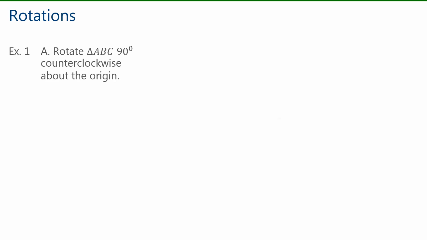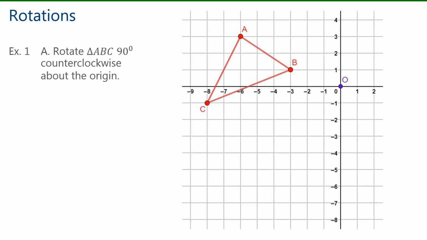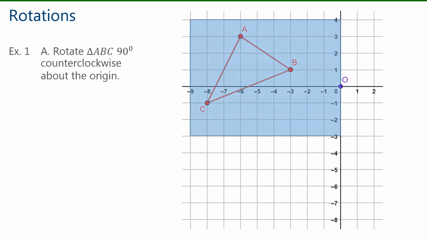Example 1. Rotate triangle ABC 90 degrees counterclockwise about the origin. To draw this rotation, we're going to use tracing paper. If you don't have tracing paper, you can use wax paper or parchment paper or even regular paper. Get a small piece of your tracing paper and put it over the object like this. Trace out the triangle like so.